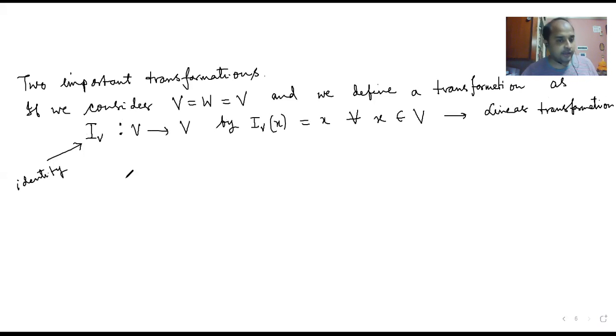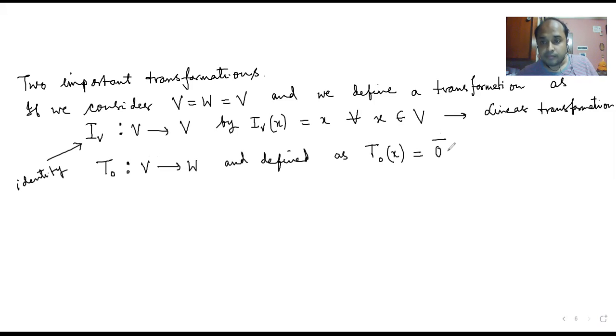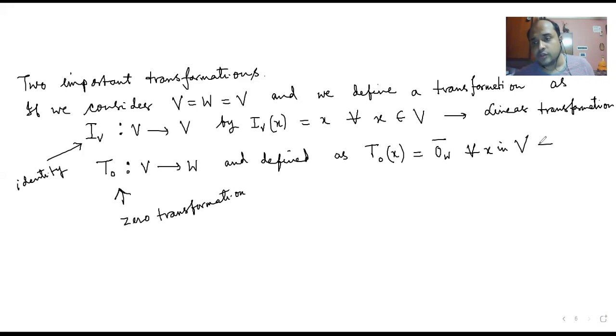Okay. And another transformation is there. If we define a transformation T_0 from V to W, defined as T_0 of X is equal to zero bar, it is not mentioned in the book, but I'm writing it as the zero vector of W, that is zero bar W, for all X in V. This transformation is called the zero transformation. And it is also linear.